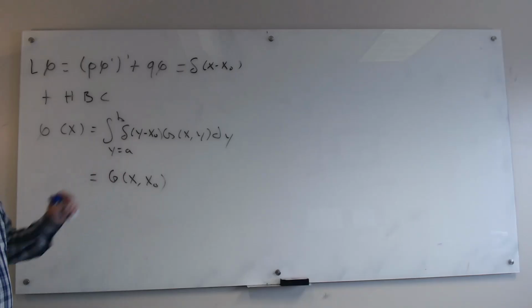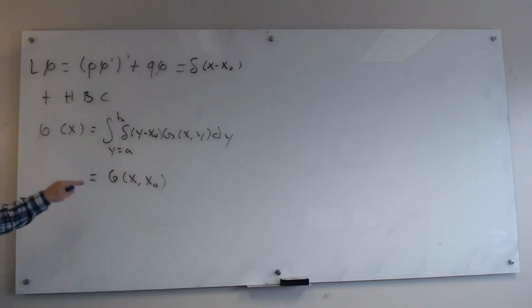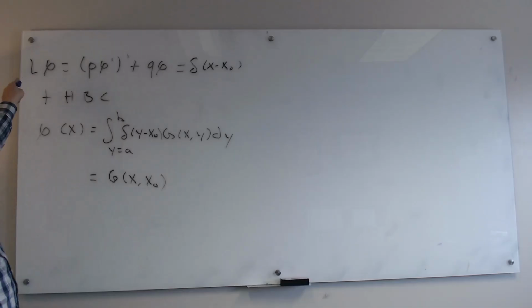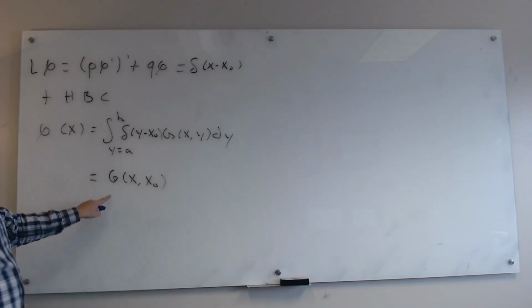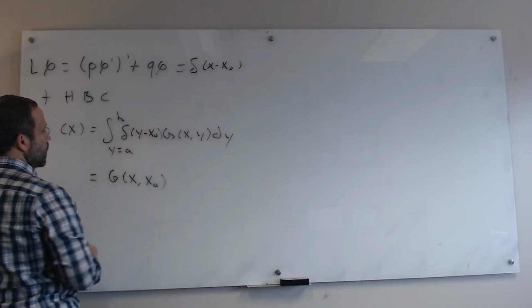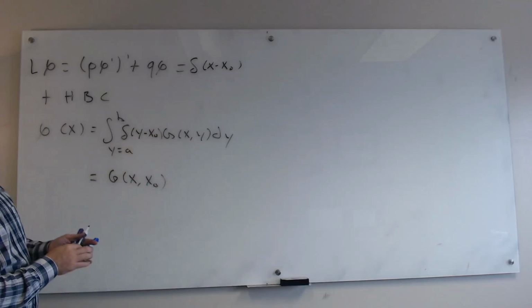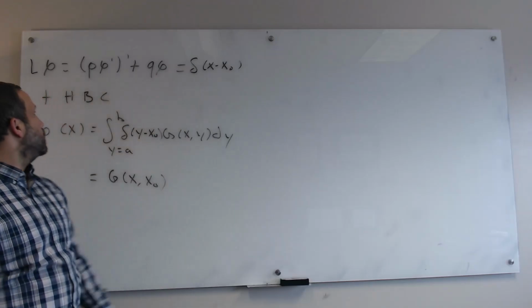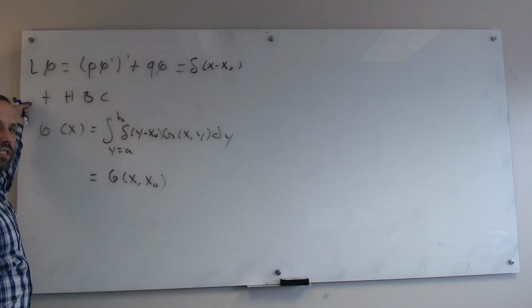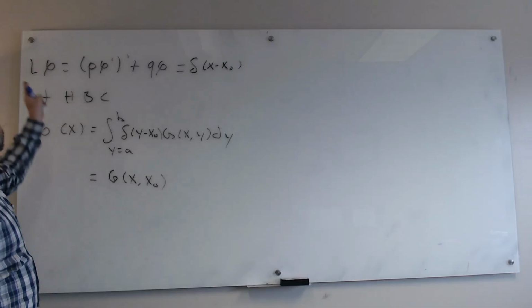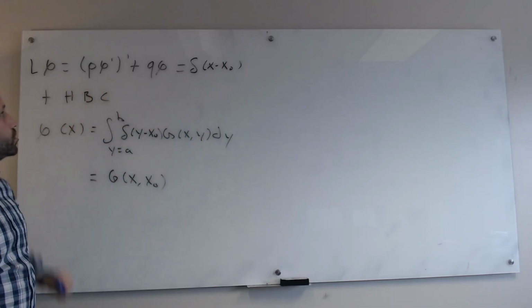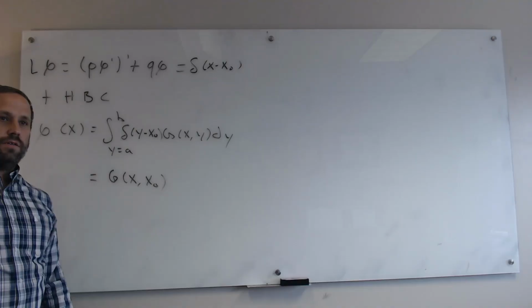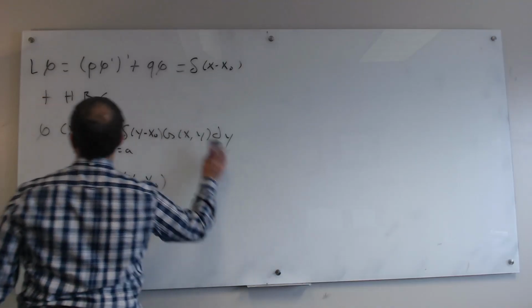So in other words, g of x, x naught is going to be a solution to this differential equation with these homogeneous boundary conditions. So now if we want to compute g, we just solve this differential equation with these homogeneous boundary conditions. Okay, so let's look at a specific situation.